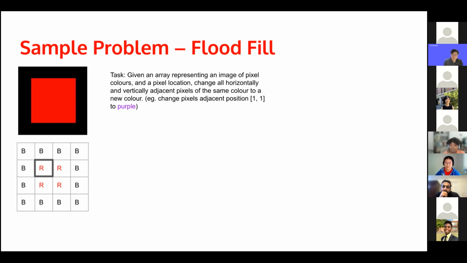Does anyone have questions about what this problem is trying to solve? Did that make sense? Give me a thumbs up if that made sense. As a clarifying question, if I were to pick a black, then I would make every black pixel into a purple, right?